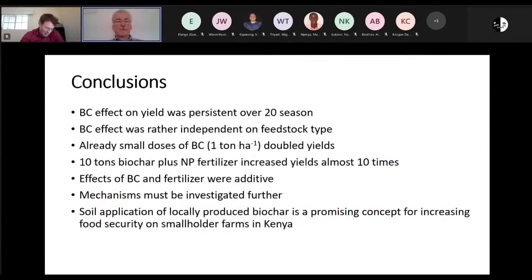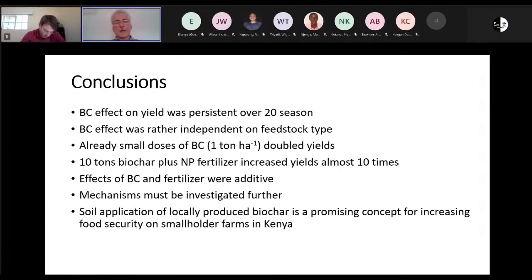So the conclusions from these 3 different series of experiments: the biochar effect on yield was persistent over 20 seasons. The biochar effect was rather independent of the feedstock type, which suggests that the production conditions may be more important than the feedstock type for the yield response. Already small doses of biochar, like 1 ton per hectare, could double the yields. 10 tons of biochar plus NP fertilizer increased yields almost 10 times. The control yields were below 1 ton at almost all farms.